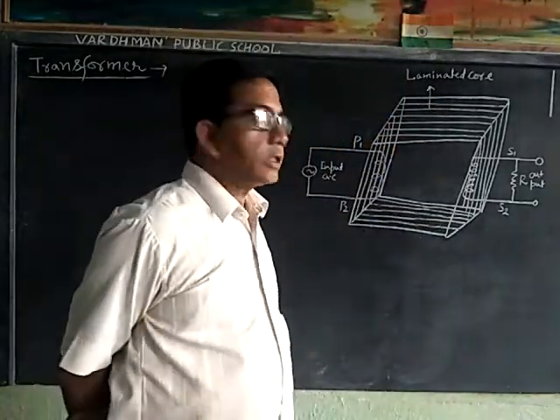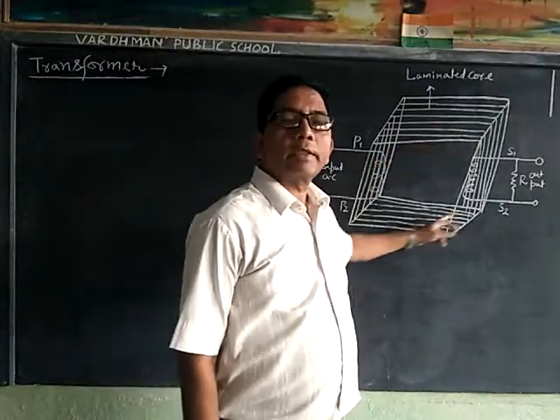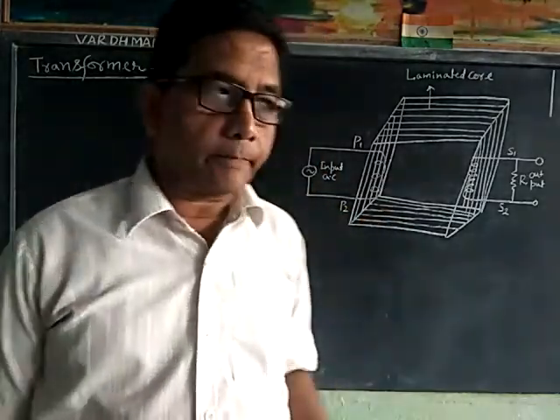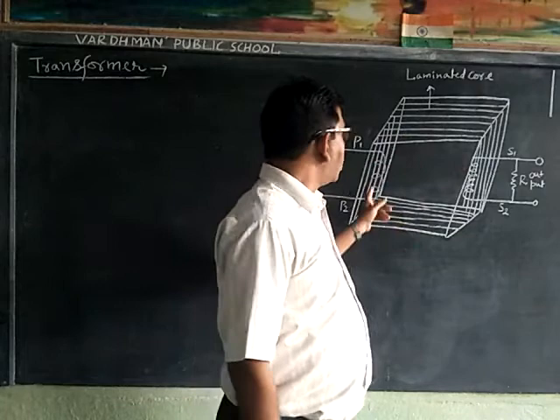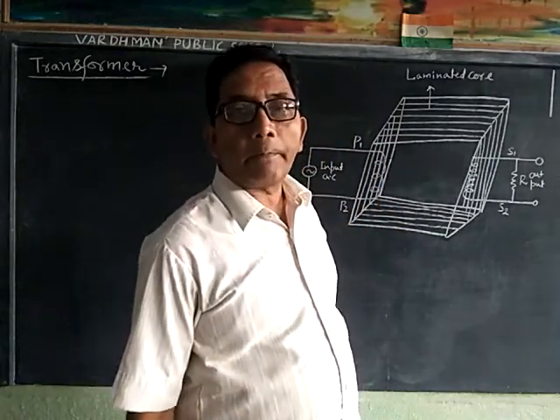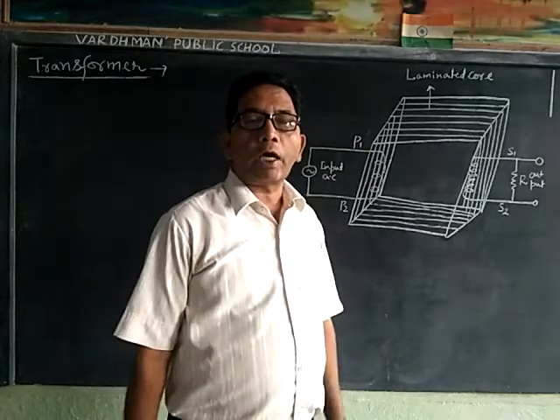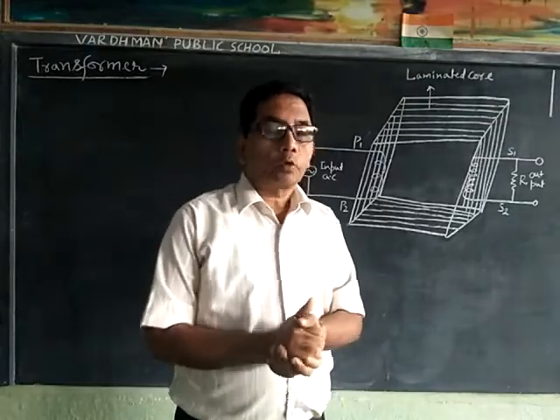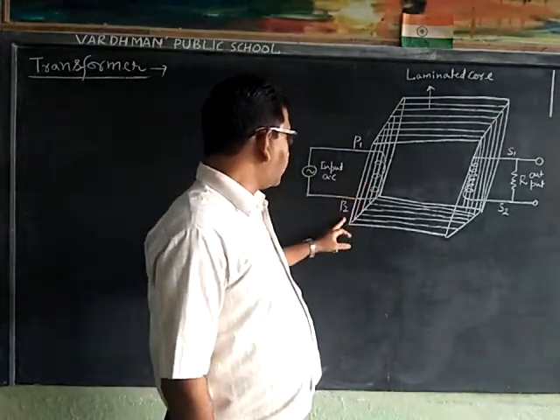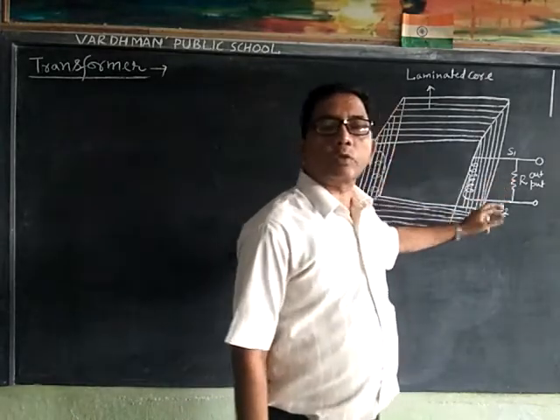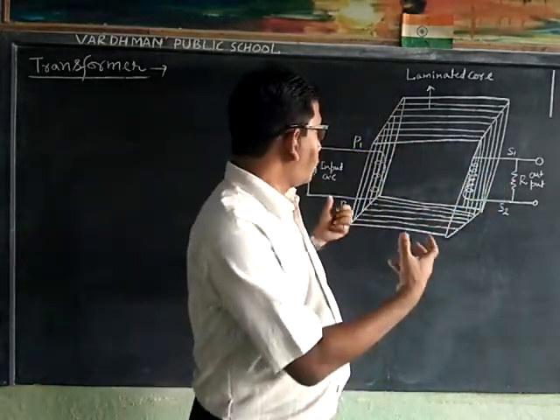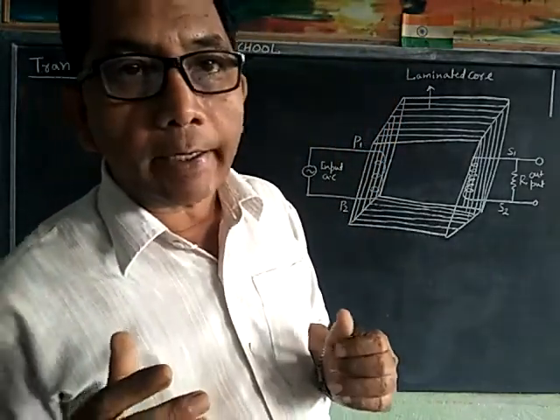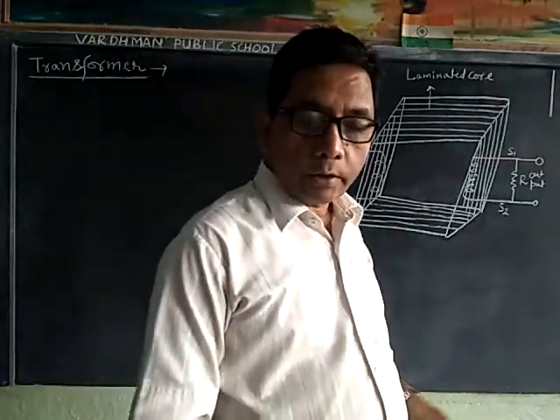Now, it consists of a rectangular soft iron core made up of laminated sheets which are insulated from each other. Two coils P1, P2 and S1, S2 are wound on the same core.